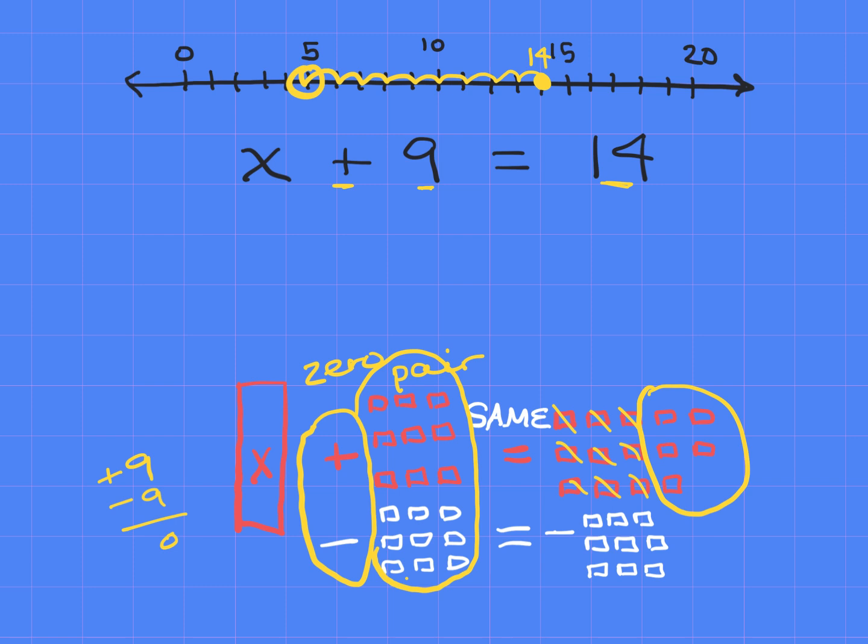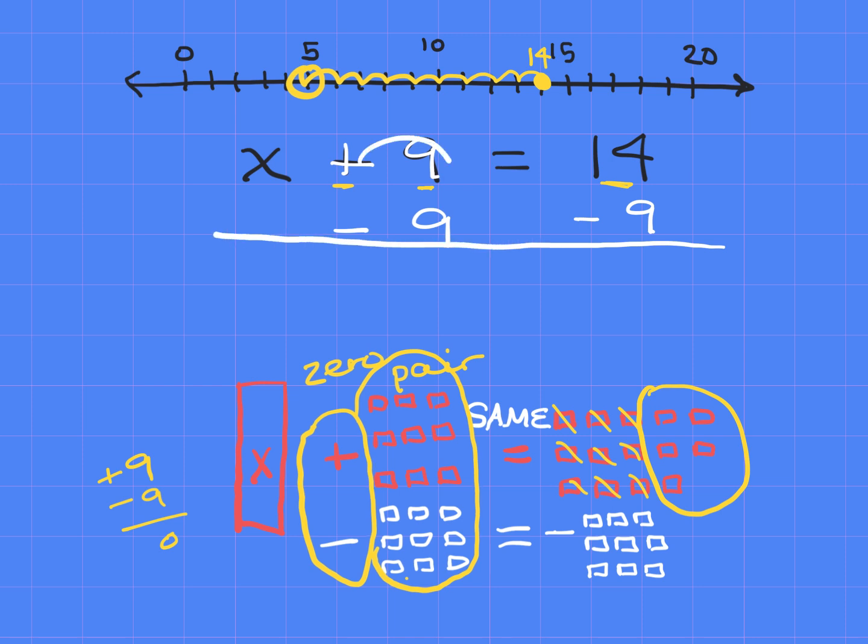Algebraically, how we show that in math is using our inverse operations. If I added 9 to get to 14, that means I need to take away 9. And again, whatever I do to the left side, I have to do to the right side to keep the equation equal, to keep the values the same. You'll notice that adding 9 and subtracting 9 equals 0, so we're going to put a big 0 over it in order to identify that that's created a zero pair.